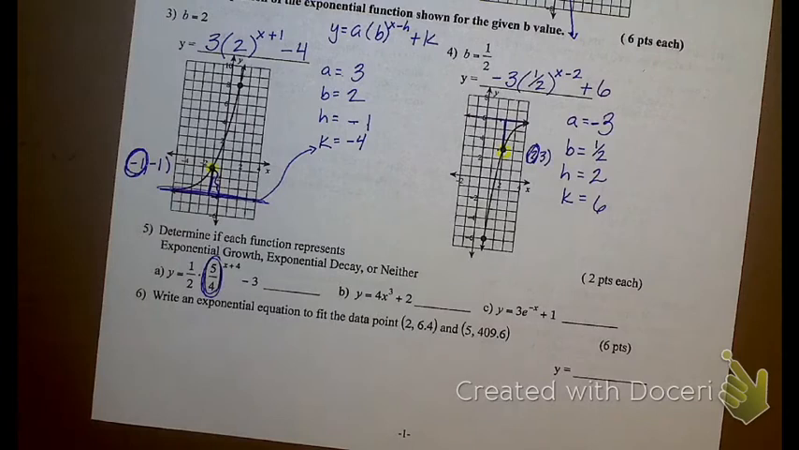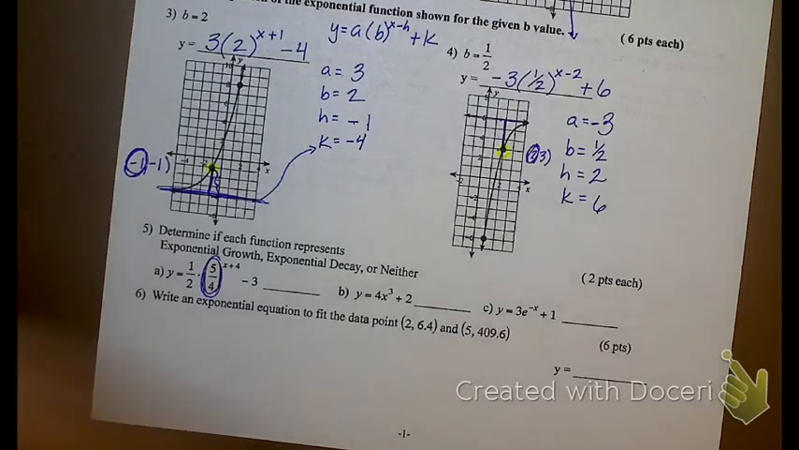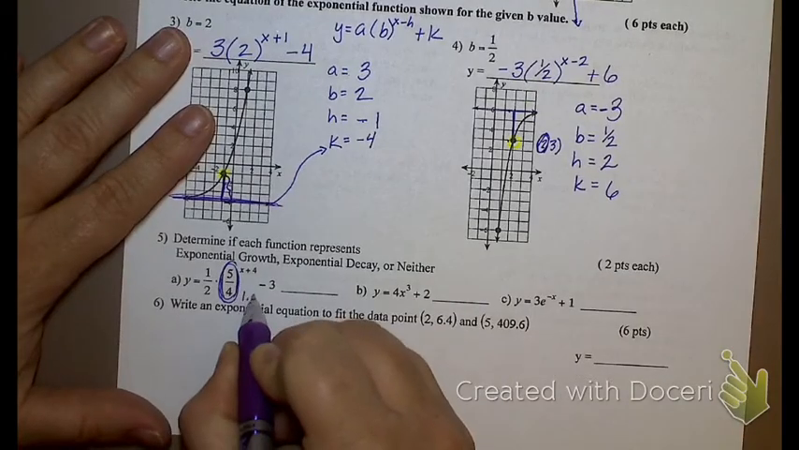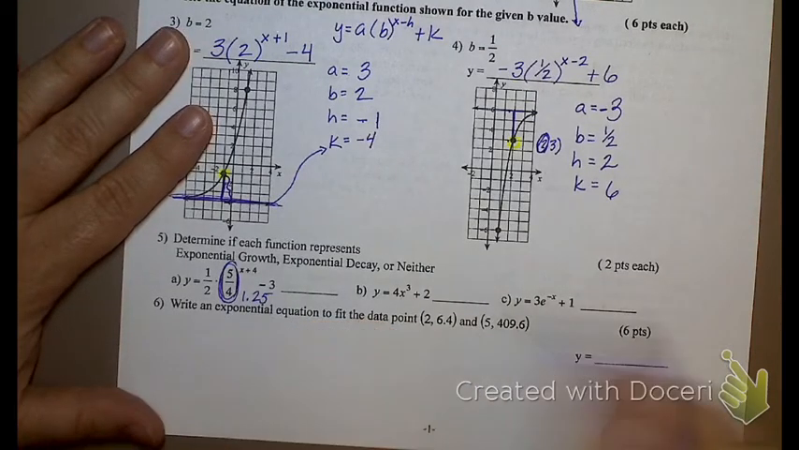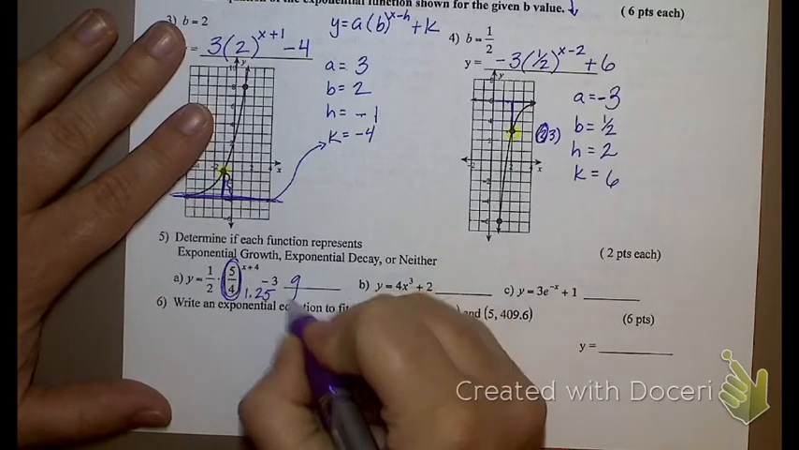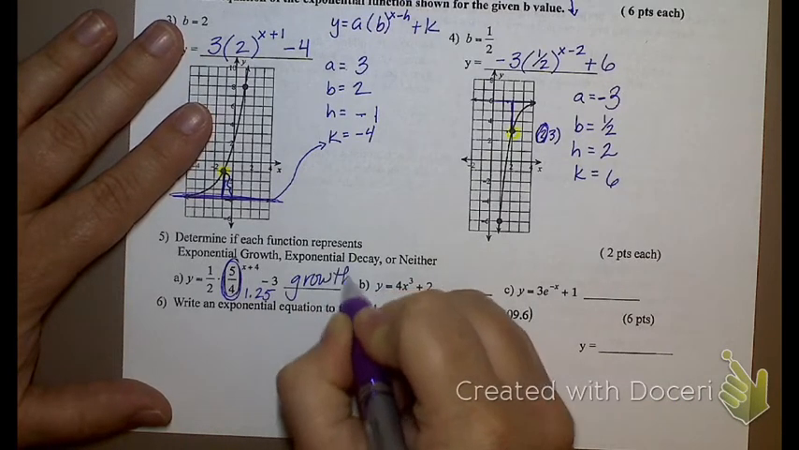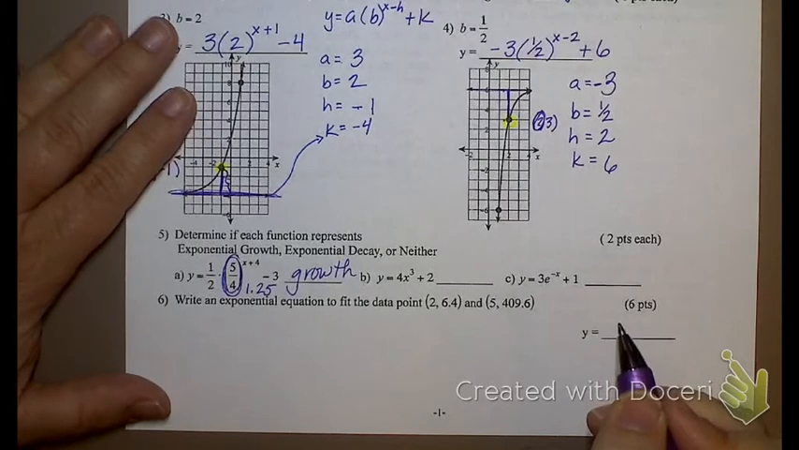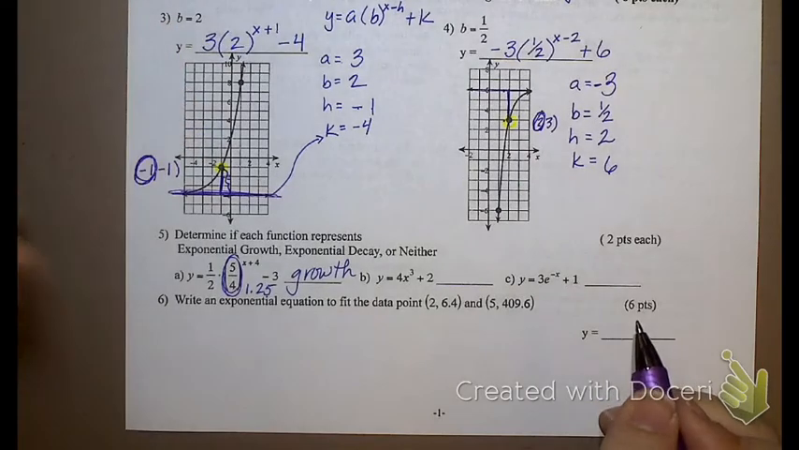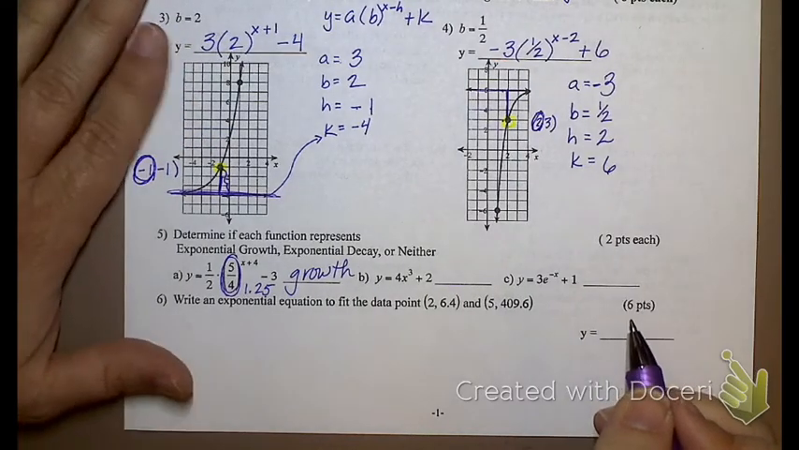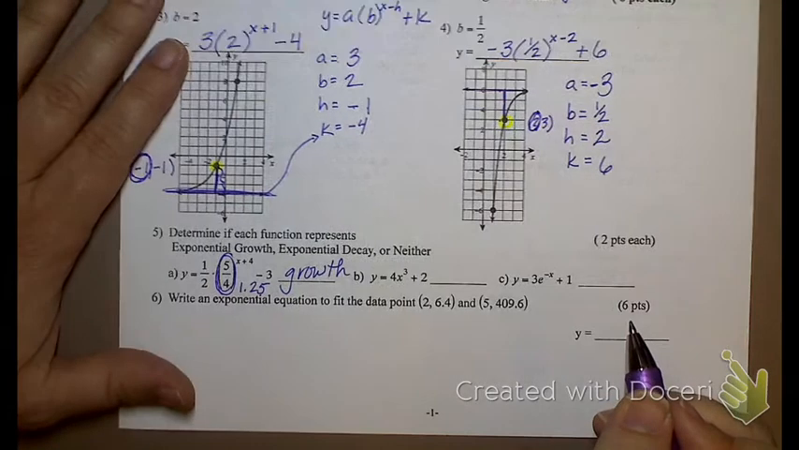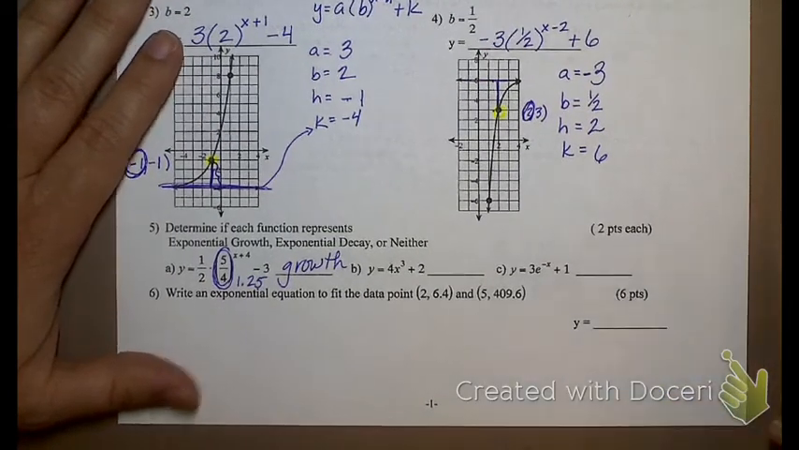Some people have it in their mind, fraction equals decay. That's not true. Fraction does not equal decay. This fraction means 1.25, which makes it growth. Be careful. Yes, I'm evil and try and trick you sometimes like that, because you have to break away from this belief that fractions are always less than 1. They're not always less than 1.